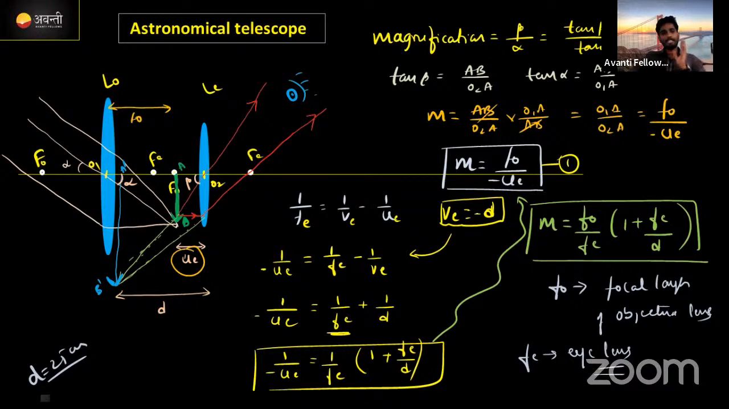And there are a few disadvantages also of this astronomical telescope. First I will take the advantages. If you take a bigger aperture of this convex lens, it means more light rays will fall on it. If more light rays fall on it, a bright, highly magnified image will be formed. This is the first advantage.